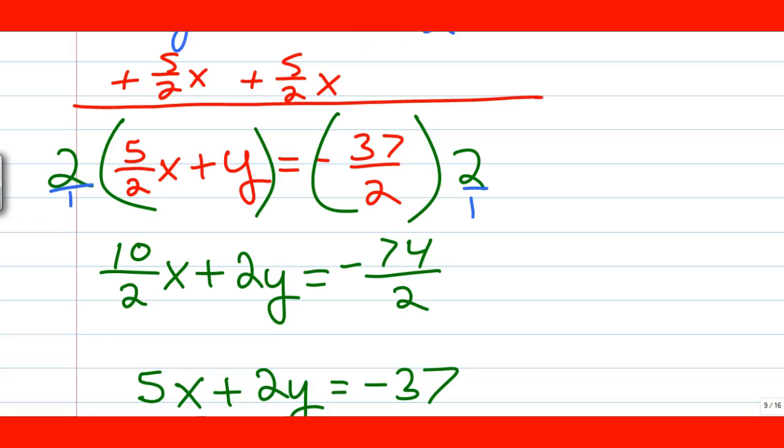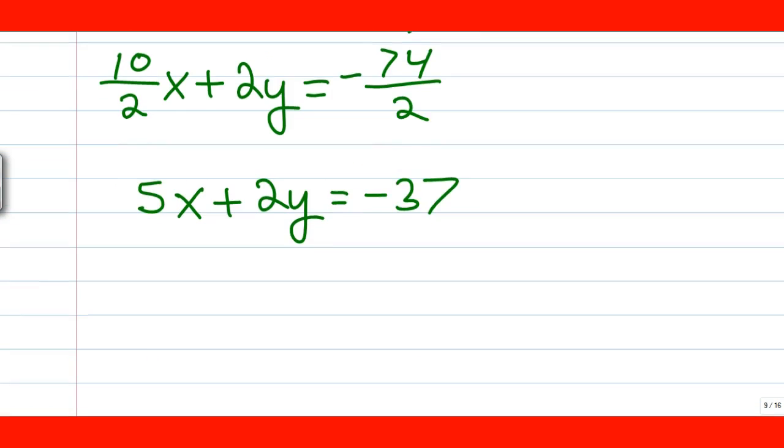Now what I can do is divide those 2's in. So a 2 into 10 to get 5x plus 2y equals, on the other side, divide the 2 into the negative 74 to get negative 37. Now it's in standard form. I've completed the question.